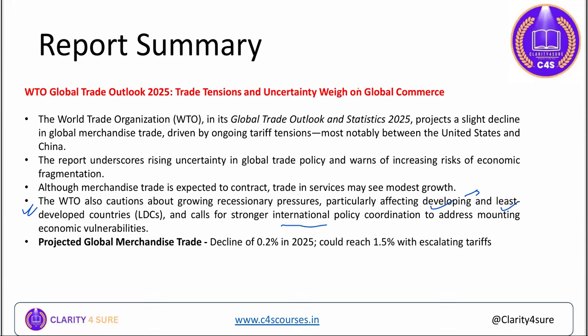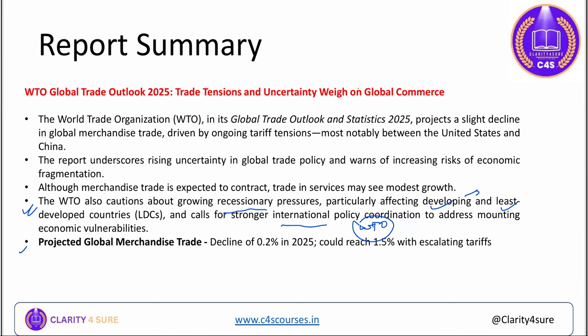And it calls for strong international policy coordination to address the mounting economic vulnerabilities. So this is a call from the WTO, that they are calling for proper policy coordination between the various economic blocks, so that we can move ahead to a brighter future, and develop a very good economic balance across the globe. Such recessionary pressure can then be tackled. So the WTO is suggesting that we should move to stronger policy coordination, right?